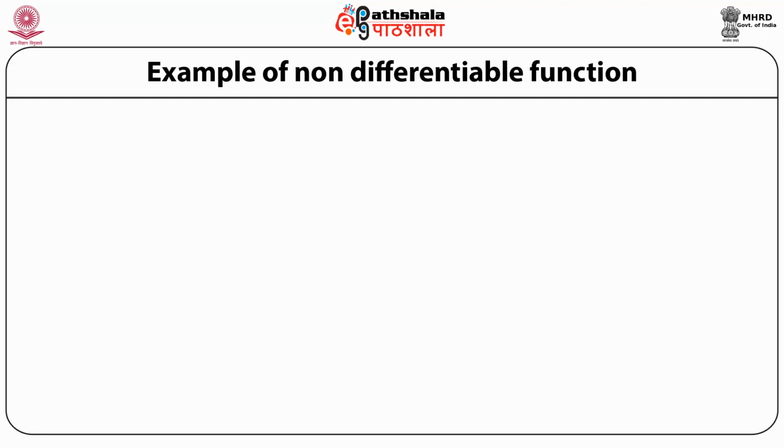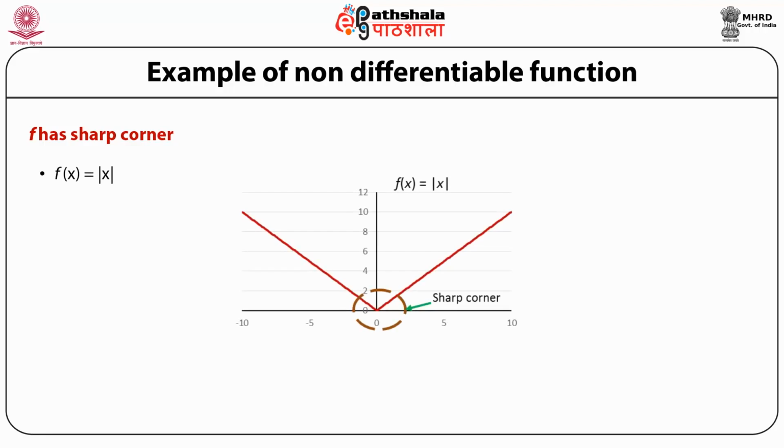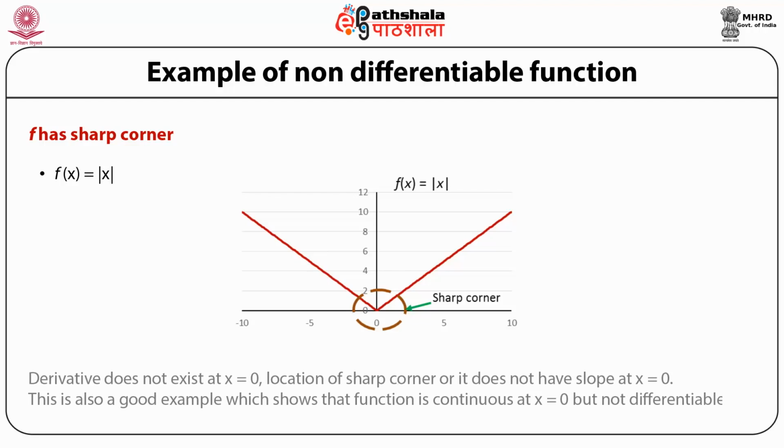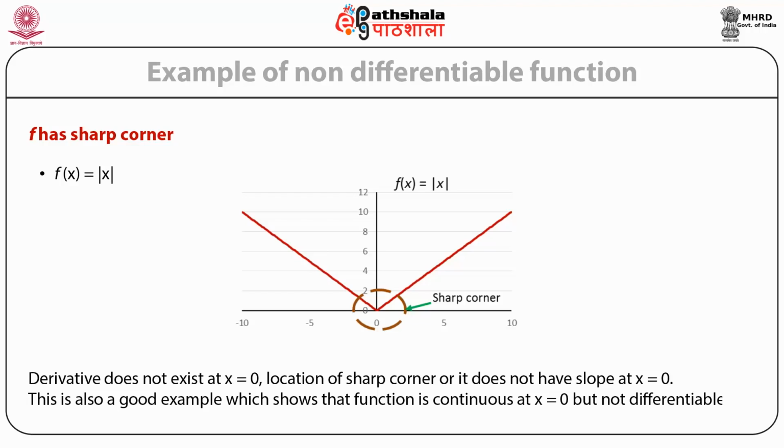Example of a non-differentiable function. When the function f has a sharp corner or a sudden turn, like f of x equals modulus of x, this has a straight line and a sharp corner, and the function is not differentiable at this point. So if your region of interest covers this point, then that function is not differentiable.